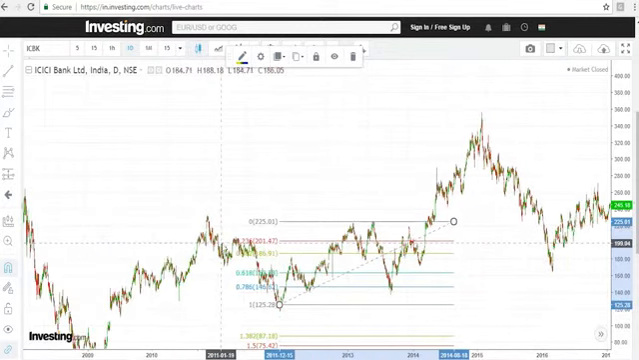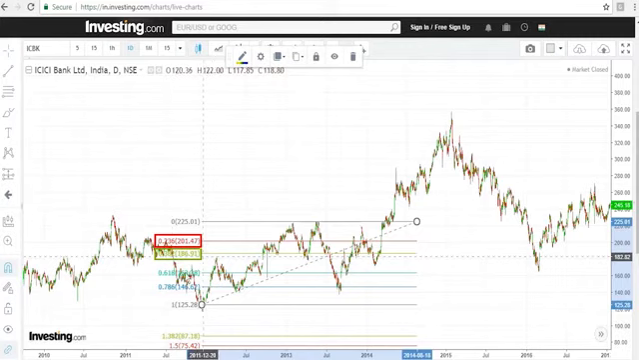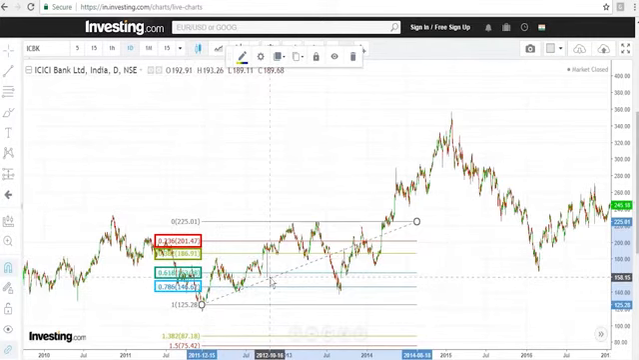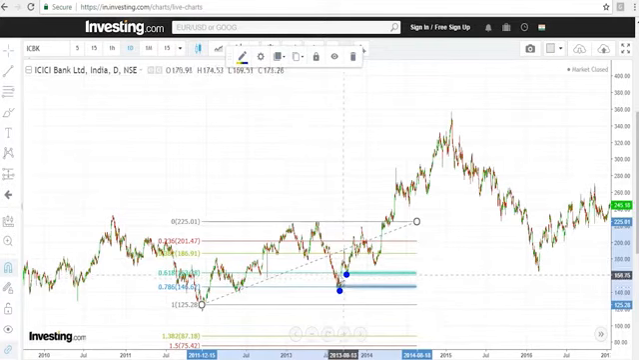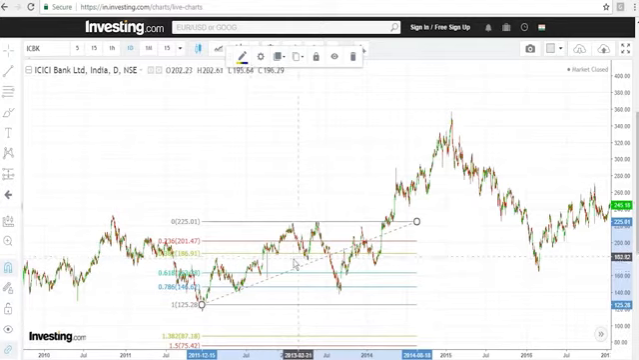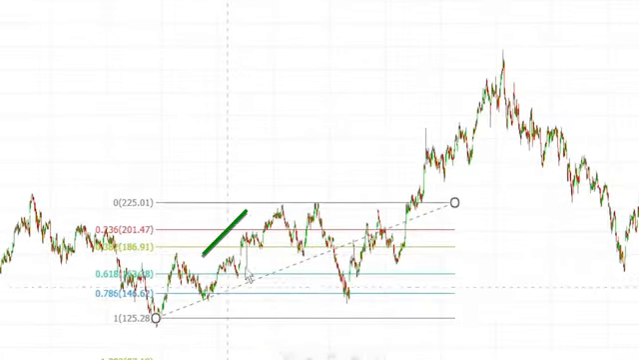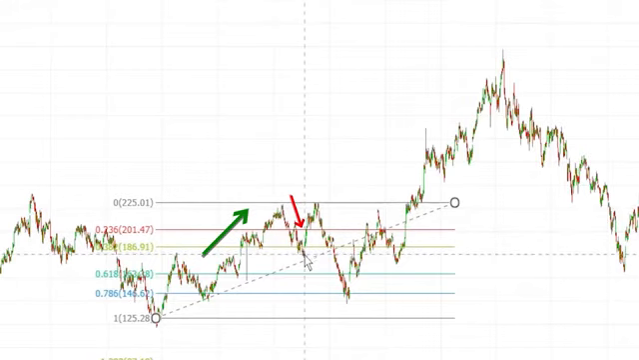All these numbers, 0.236, 0.382, 0.618, 0.786, all are important, right? But normally or generally we see that these two are the most important reversal points. The market could have reversed from here. Here you could see that after the move actually started correcting, first there was a move to the 0.382 level.